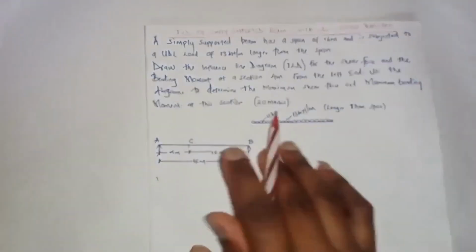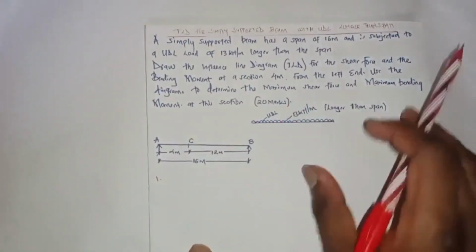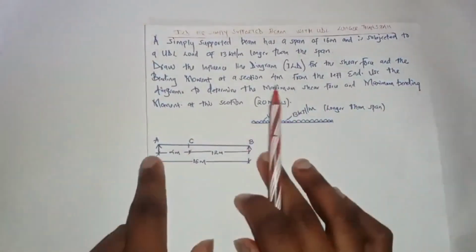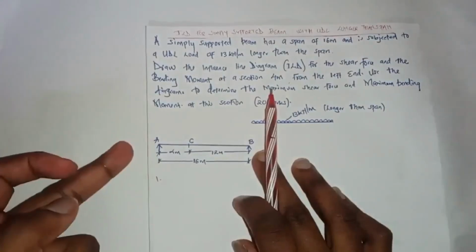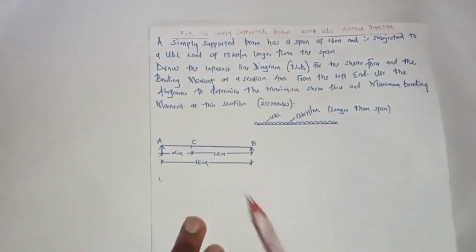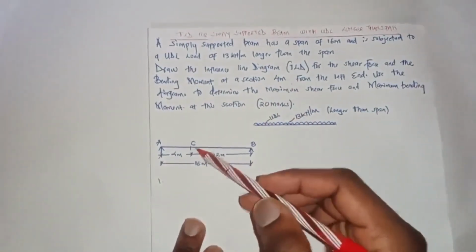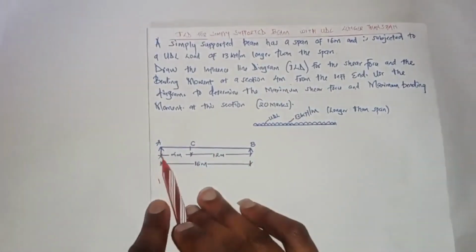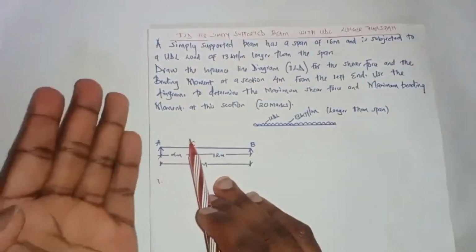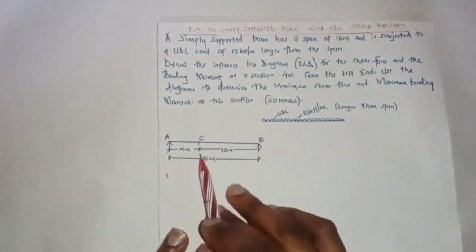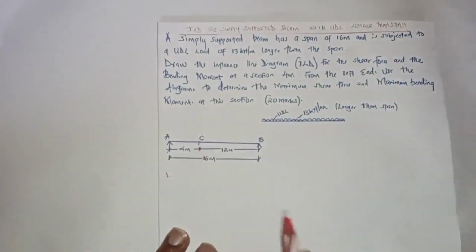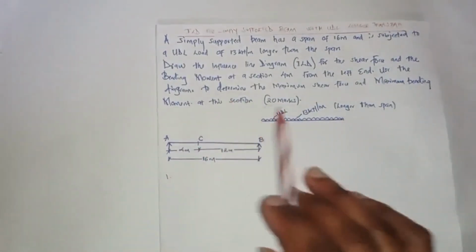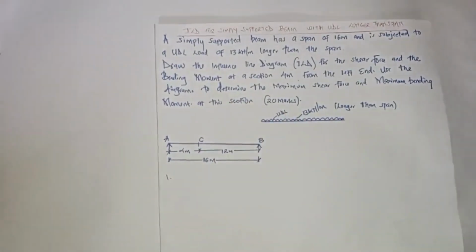We have our loading here, which is the UDL longer than the span. Our span is 16 meters, which is a simply supported beam, and we have placed our point C 4 meters from the left, where we are going to determine our maximum shear force and the bending moment.